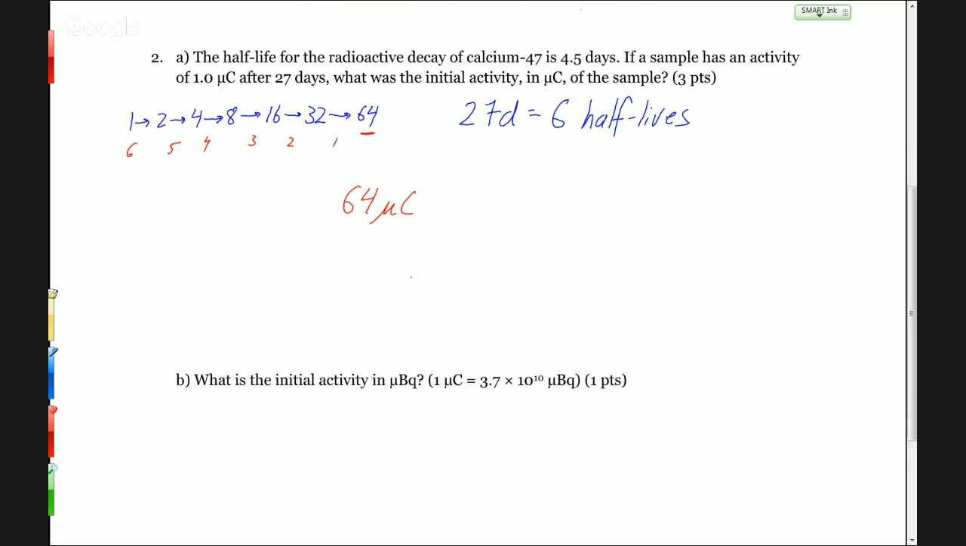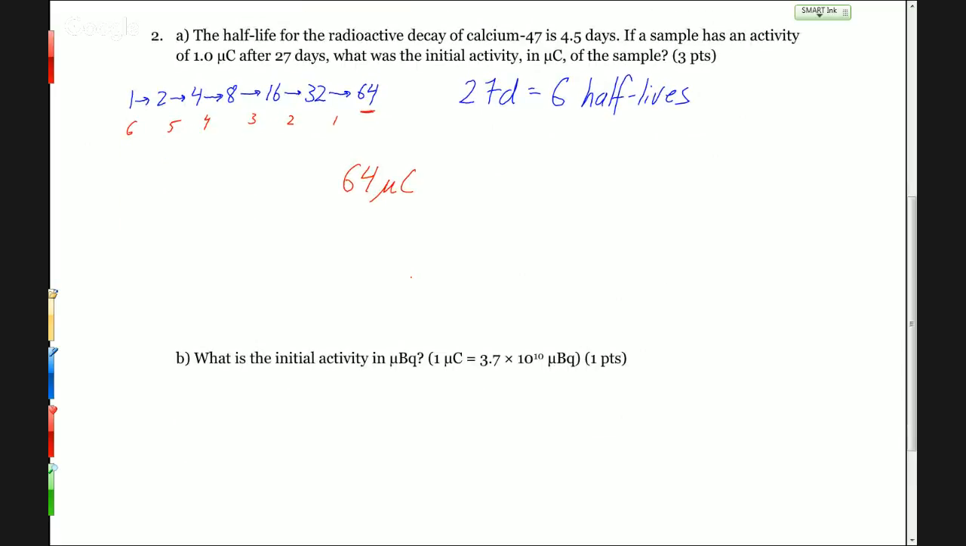And then the last part of this was just a conversion. If we've got 64 microcuries, what was the initial activity in microbecquerels, this other unit? And the conversion is given right there. So that's 64 microcuries, 3.7 times 10 to the 10th microbecquerels per microcurie. So those things cancel.